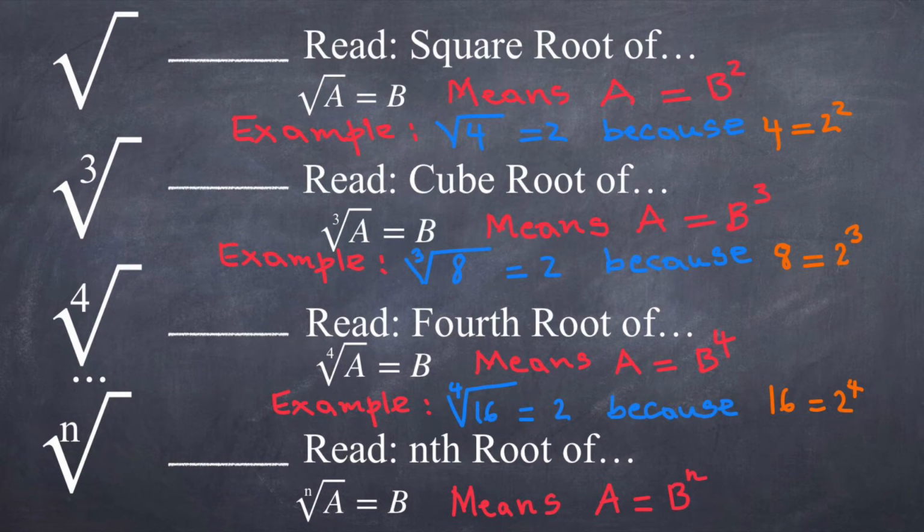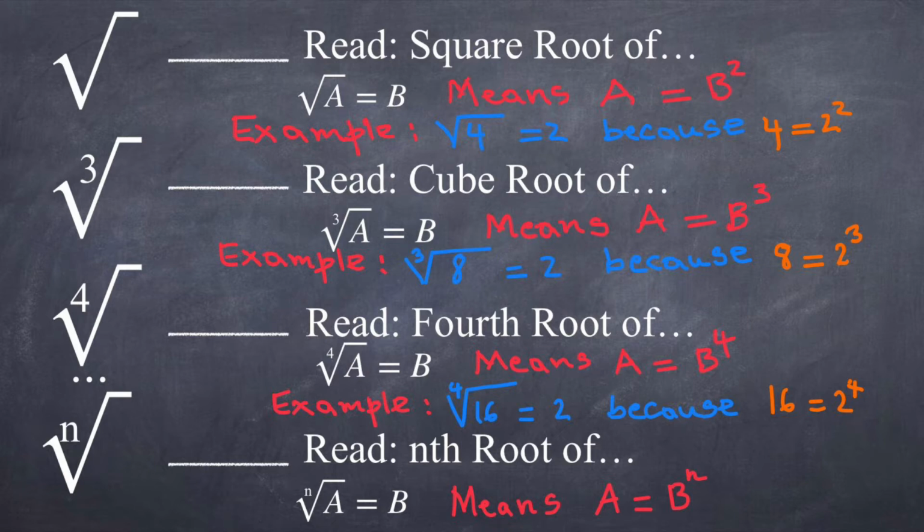Okay, so now, as I mentioned earlier, not all radicals show the index. As you can see, the first one has no index. Keep in mind, no index means index equals 2, and with no index, the symbol is read square root. So the square root of A equals B means A equals B squared. Example, the square root of 4 equals 2 only because 4 equals 2 squared.